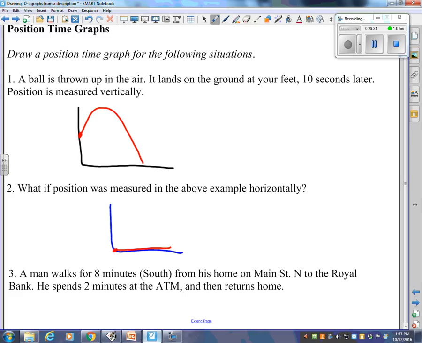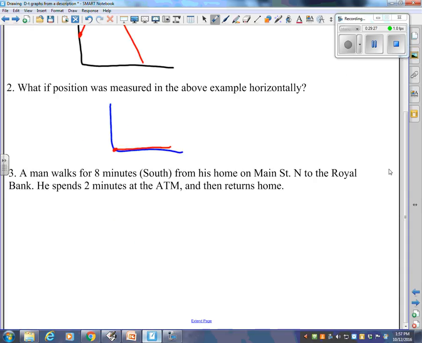Okay? A man walks for 8 minutes south from his home on Main Street, north of the Royal Bank. He spends 2 minutes at the ATM and then returns home. So, there's 2 answers. What is the origin? Home or the Royal Bank? Most people would say home. He's traveling south, so that's going to be negative.